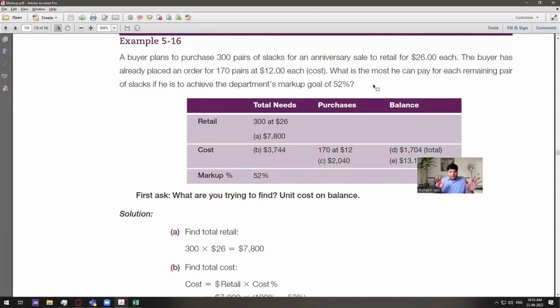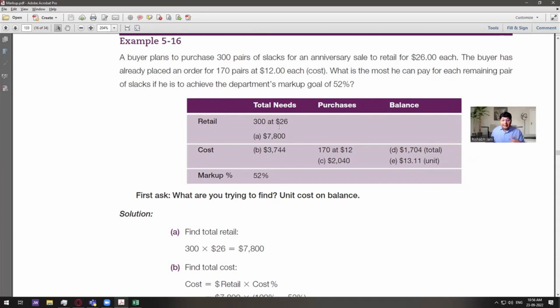Let's try to make that a little bit easy to understand. We need to find the cost that we need to pay, but not just any cost, it needs to be the unit cost for each individual pair that will sell. That's what we need to find. Now let's get to our explanation of this particular case. So step number one, find out what we need.